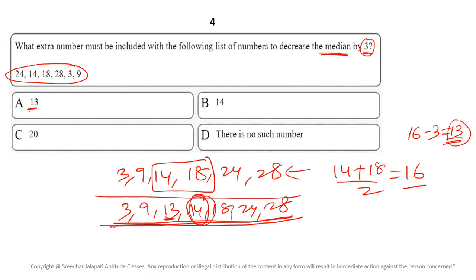Because he said the median has to be decreased by 3. Earlier the median was 16. If the median has to be decreased by 3, it should be 13. But on adding the first option, the median is not becoming 13, it is becoming 14. So the first option is not the answer.